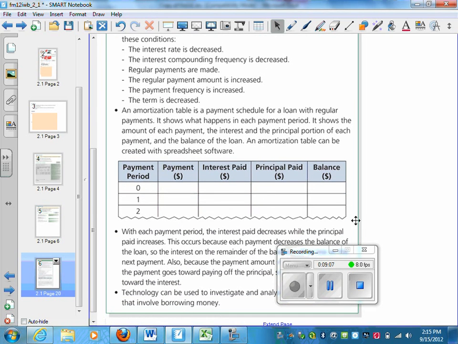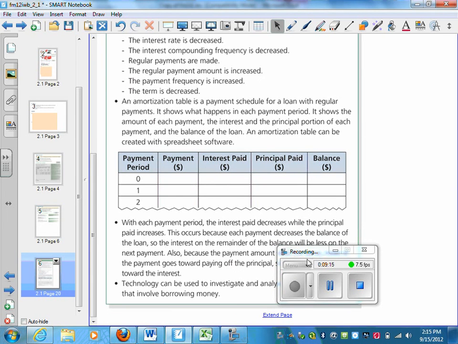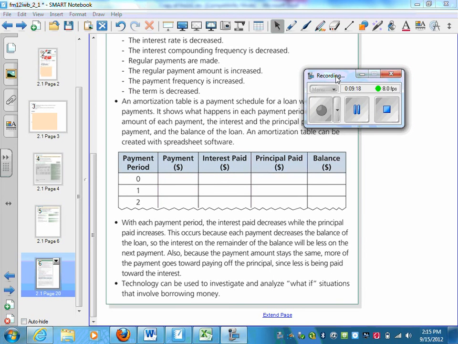And then we're going to sometimes use a table to show the amount of each payment, how much is interest, how much is going towards the principal, and your balance. With each payment period, the interest paid decreases while the principal paid increases. So in other words, this interest column is going to keep going down, and this one is going to keep going up. So the interest on the remainder of the balance will be less. Also, because the payment amount stays the same, more of the payment goes towards paying the principal, since less is going towards interest. Okay? So you're going to be using spreadsheets quite a bit and some of your formulas from chapter 1.